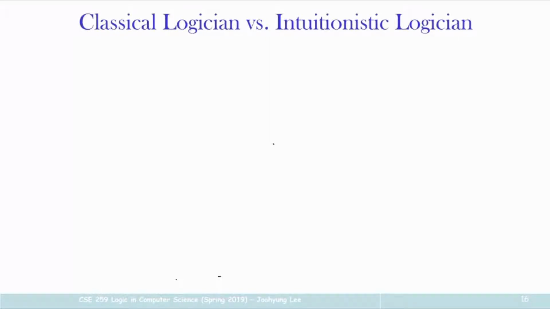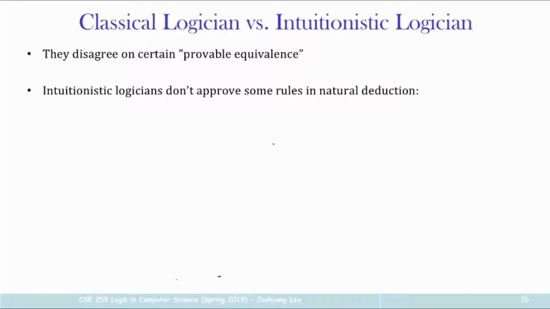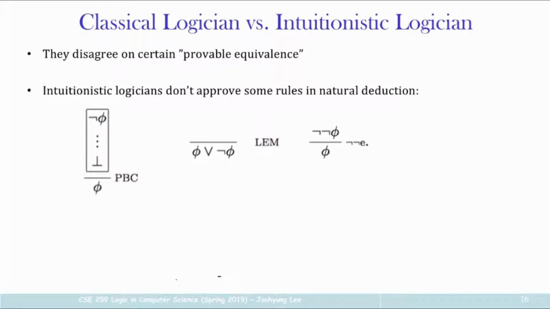The first thing that I want to talk about is that in the area of logic, there was something called Intuitionistic Logic. And the people who advocate Intuitionistic Logic didn't like some of the rules that you learned so far. They didn't approve some rules in natural deduction. These are the rules that they didn't like: the PBC rule, the LEM rule, and the double negation elimination rule. These are the rules that they think should not be there.